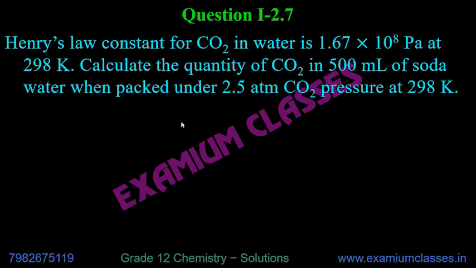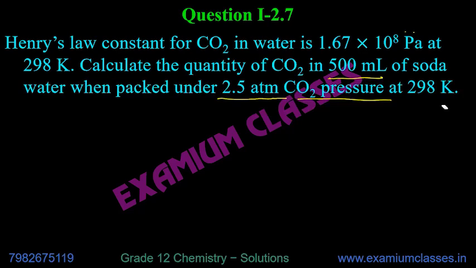Next question. Henry's law constant for carbon dioxide in water is given, and it is given in terms of Pascal, means pressure is being taken in Pascal. Calculate the quantity of CO2 in 500 milliliter of soda water when packed under 2.5 atm CO2 pressure at 298 K. Temperature is same. Read the question carefully and then I'll explain. First, write what is given and what is asked. Then you will be able to find the relationship yourself.